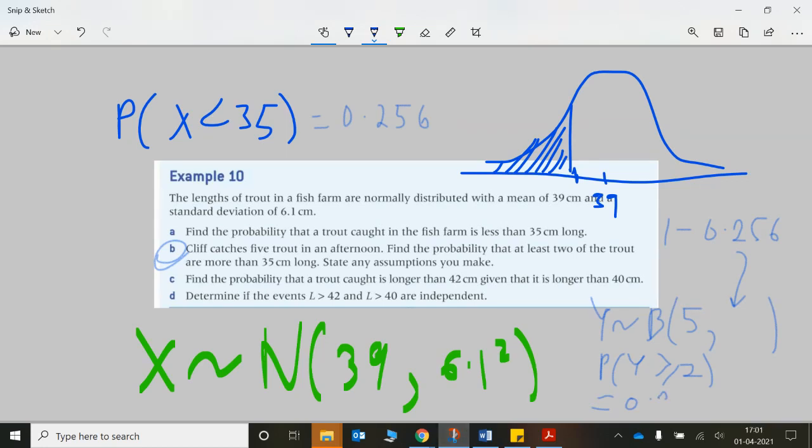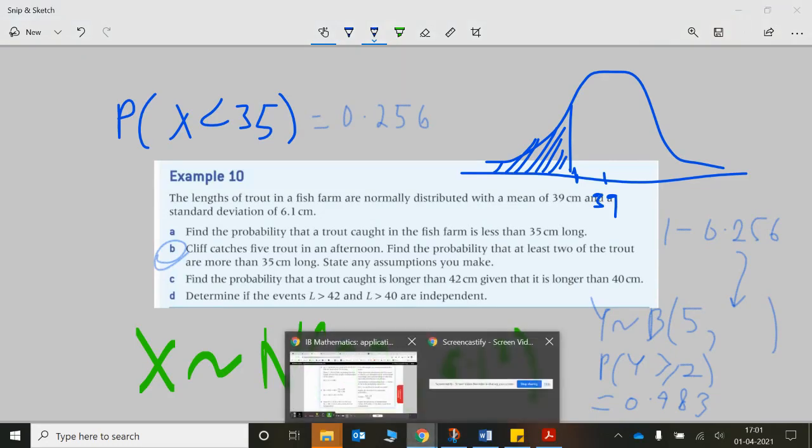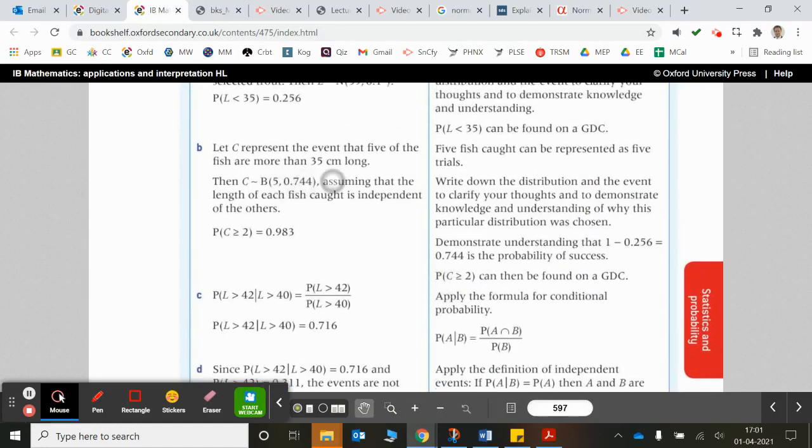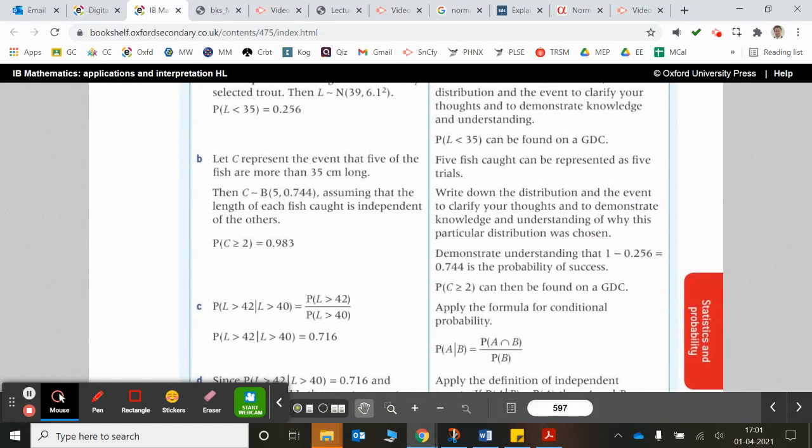Okay, so that's 0.983 there. Right, and just checking with the book on that one as well, you can see that they've done exactly the same thing. They've done 1 minus the probability from the previous part in order to get the 0.744 there, and that's what they're putting into the calculator.